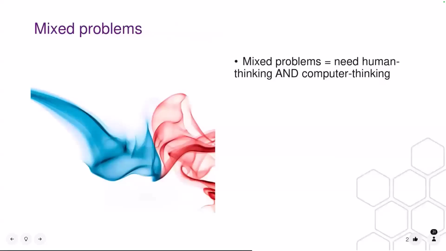Finally, you'll need a problem that requires this combination of skills, okay? So that's going to be a mixed problem and one that requires that blend of more social science thinking and more computer science thinking.